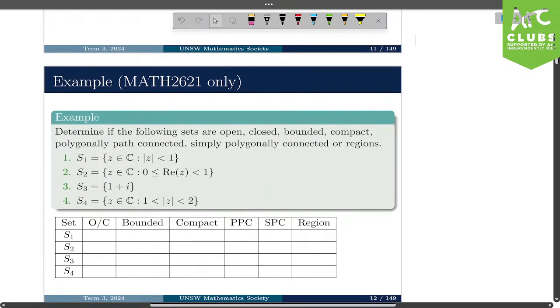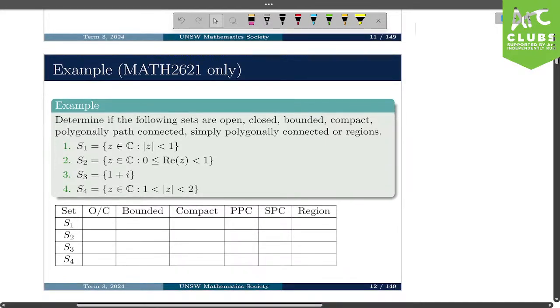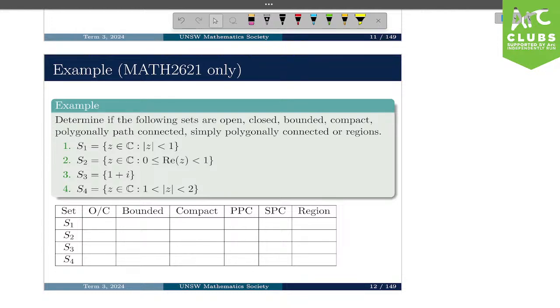Oh, sorry. So here's just an example. We want to determine if the following sets are open, closed, bounded, compact, and so on. So here are our sets. First things first, I believe the lecturer often says this: draw our sets. What do our sets look like? First, let's look at S1. S1 is this set here. It's a circle centered at 0, and it doesn't contain the boundary points, but it's everything inside.